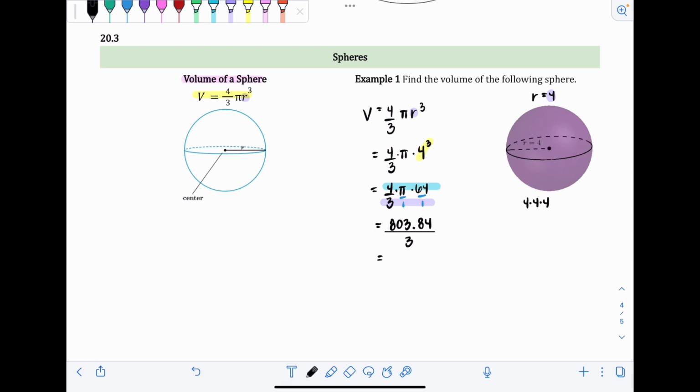So 803.84 divided by 3 is, we're going to round it, so I'm going to change this to approximately for a final answer, 267.95. So the volume is approximately 267.95 if we round to 2 decimal places. And this problem doesn't have specific units, so we'll just write cubic units. So volume is approximately 267.95 cubic units.